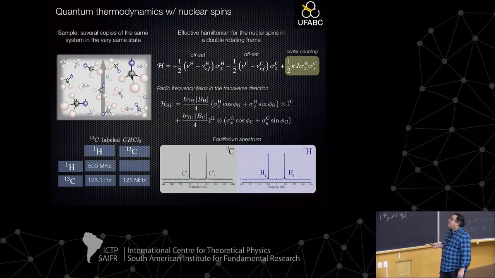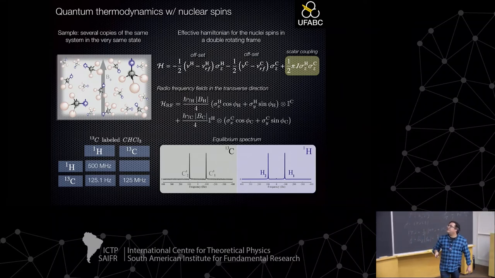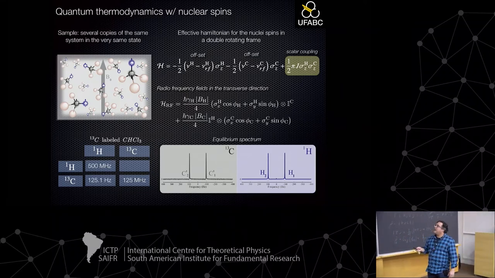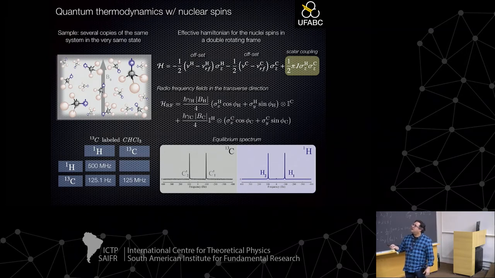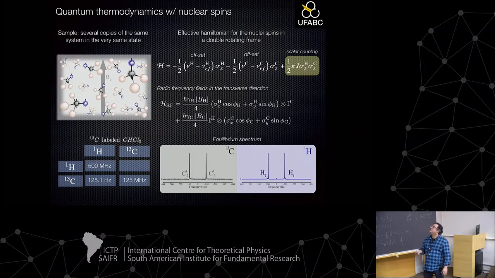So when we perform measurements and operations over that system, we are performing a kind of spatial measurement. When I get a signal, I get a mean signal from a sample of several molecules. This is the effective Hamiltonian for the chloroform molecule.